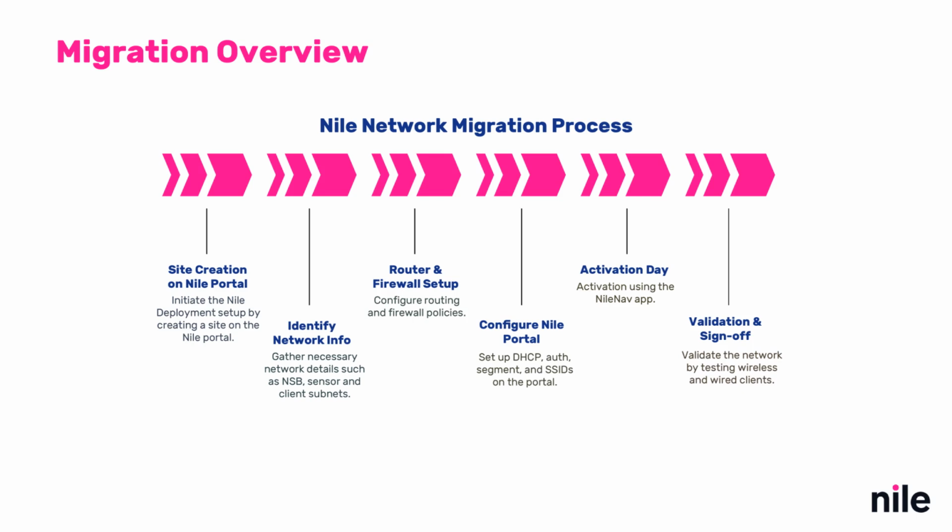The third step is to prepare routing and firewall rules, ensuring that all relevant subnets are reachable and policy compliant. Fourth, you'll set up your network inside the Nile Control Center. This includes DHCP scopes, authentication methods, segments, wireless SSIDs, and wired onboarding. After that, a certified technician will use the Nile Nav mobile application to activate the site. Finally, you will validate the deployment and sign off in the Nile Control Center once everything is confirmed to be working as expected. Let's walk through each of these steps in more detail.